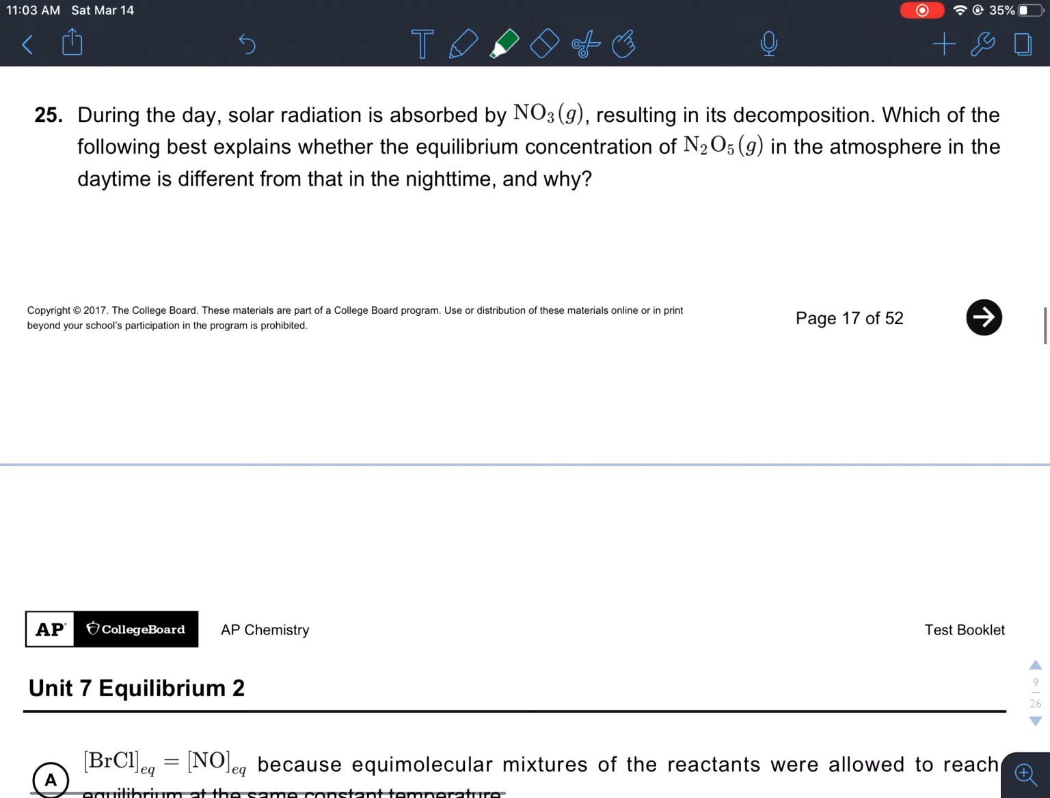All right. This is a totally strange question. I thought this was kind of out of nowhere. I was like, what? But it's cool. During the day, solar radiation is absorbed by NO3, resulting in its decomposition. Which of the following best explains whether the equilibrium concentration of N2O5 in the atmosphere in the daytime is different than that in the nighttime, and why?